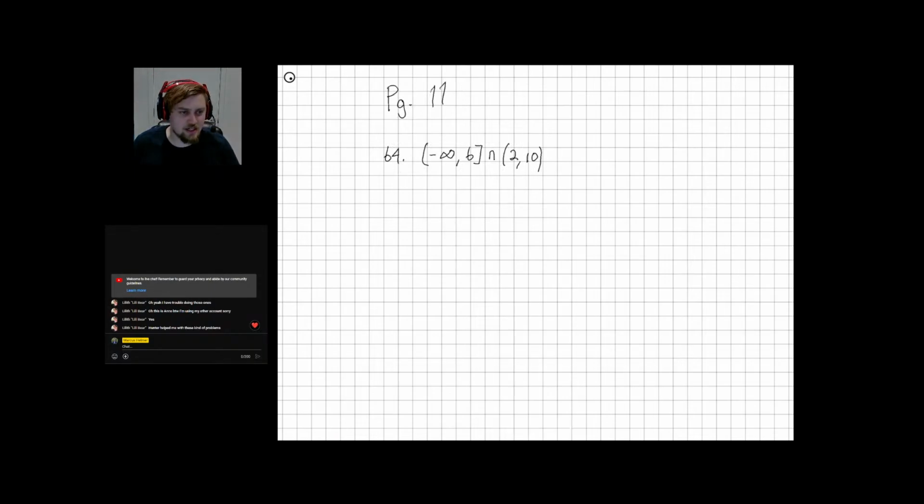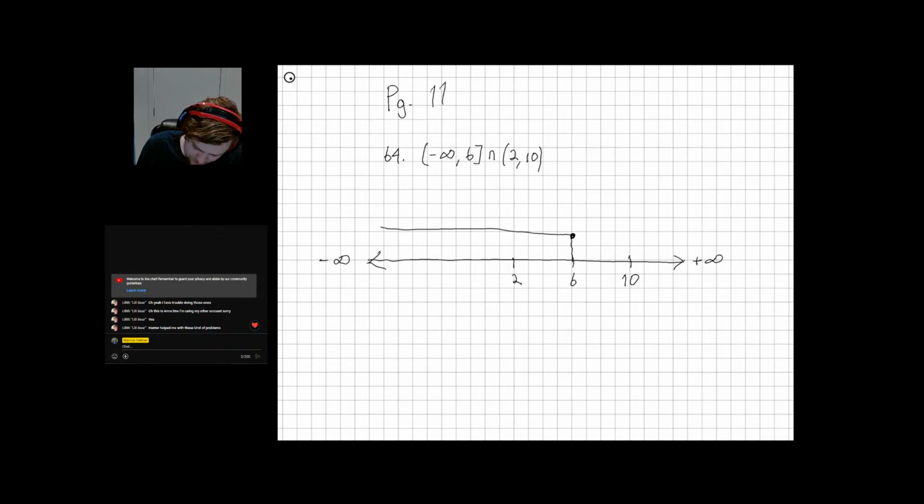What if we have the intersection between two intervals? Okay, so we're going to go to our real number line, plot these out, and we're going to have what? We'll call this 2, we'll call this 6, we'll call this 10, and over here is positive infinity this way and negative infinity this way. So we've got from 6 included everything over here. And we've got from 2 not included everything over here.